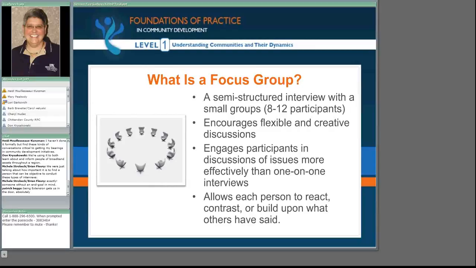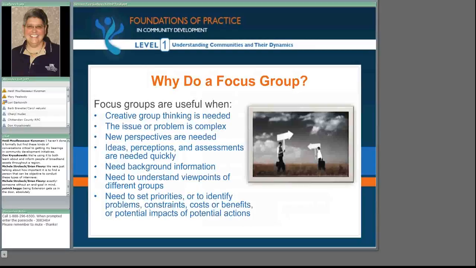So the idea of a focus group is that in having a group conversation, we build off the ideas and insights of other members of the group to create a more powerful and in-depth discussion of the issue, or to provide opportunity for more creative discussion. Each person then can react, contrast, or build on what other people have said. And so they are very useful when we're really trying to be involved in creative group thinking.